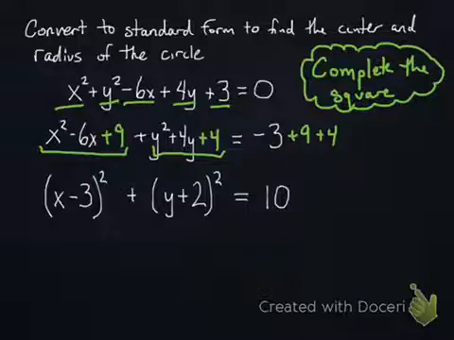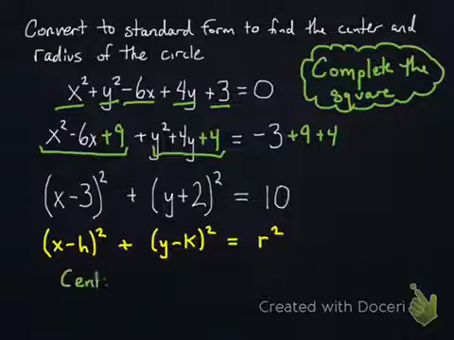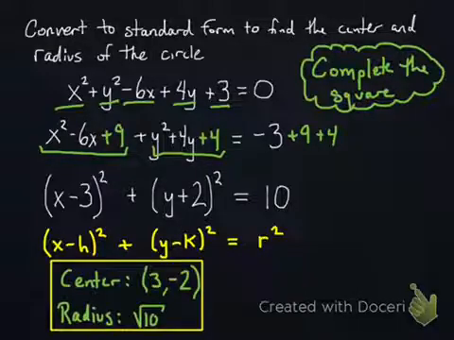The trick of completing the square helps you turn this general form of a circle into this nice looking standard form, where we can now just read off the center and the radius. Remember, the standard form is written right here. So the h is actually 3, and the k, be careful, is negative 2. So the center is 3 comma negative 2, and the radius, well, the radius squared is 10, so that means that the actual radius is the square root of 10.